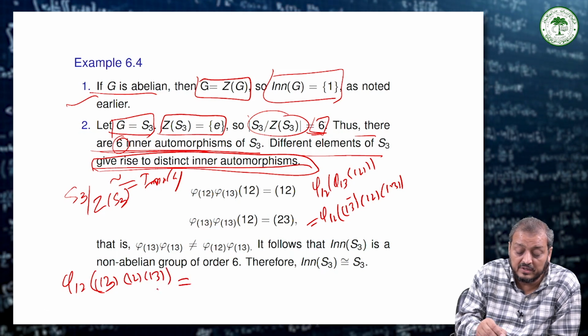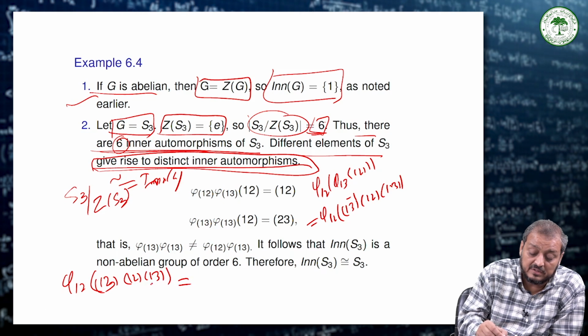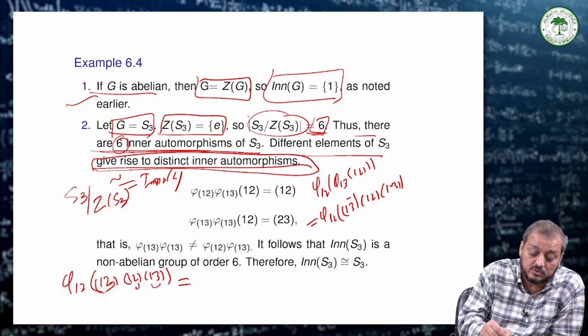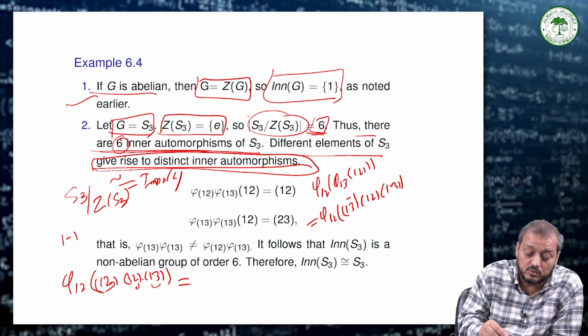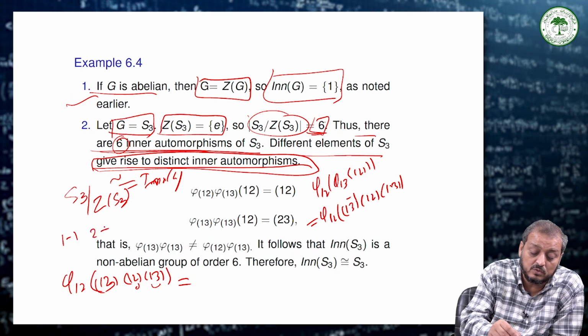Now if we calculate this, we check: 1 goes to 3, 3 goes to 3, and 3 goes to 1, so 1 goes to 1. Now 2 goes to 2, 2 goes to 1, 1 goes to 3, so 2 goes to 3.